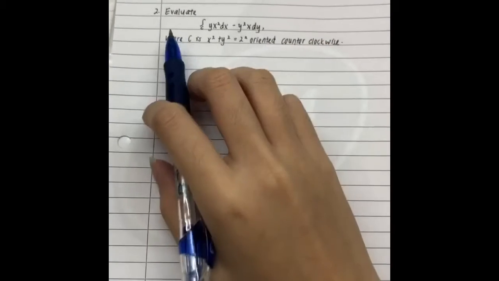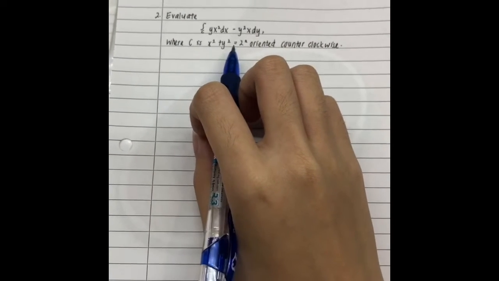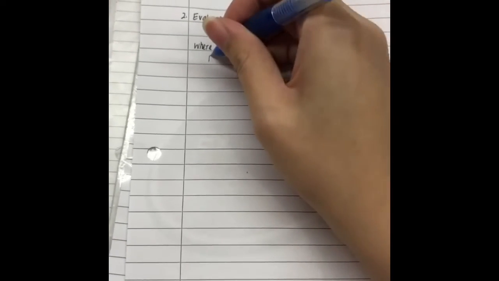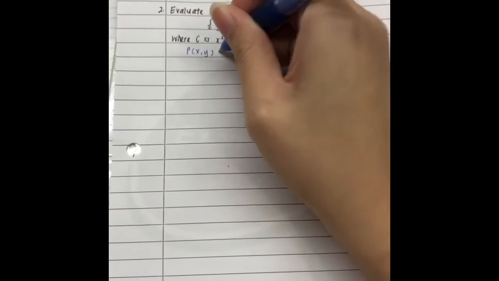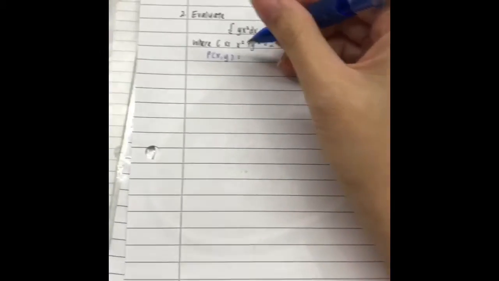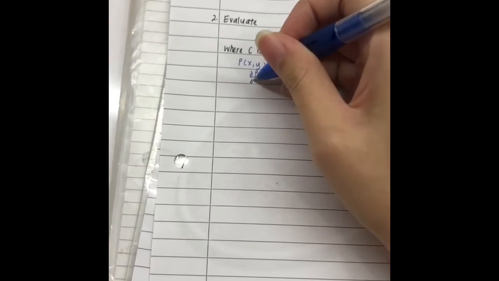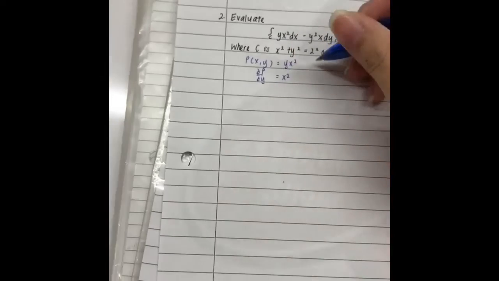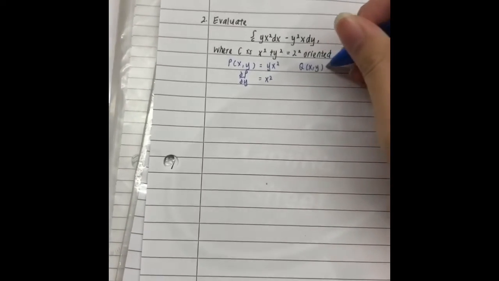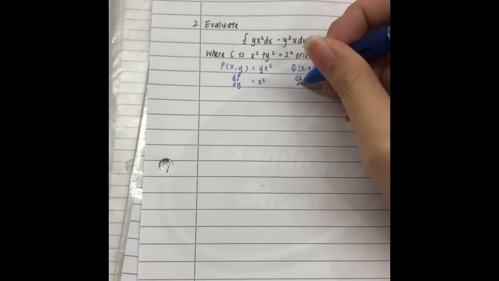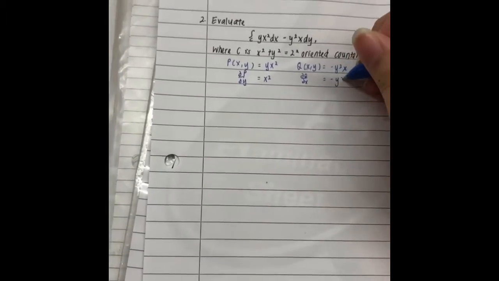For question 2, we need to evaluate the following equation, where C is x squared plus y squared equals 2 squared, oriented counterclockwise. So we let P equal to yx squared, del P over del y equals x squared, and Q equals negative y squared x, and del Q over del x equals negative y squared.